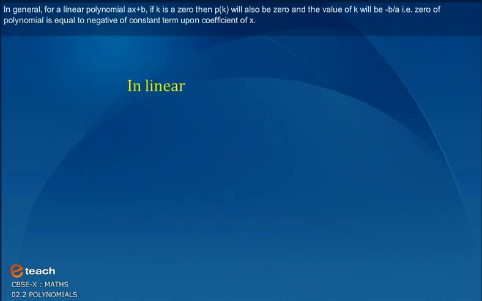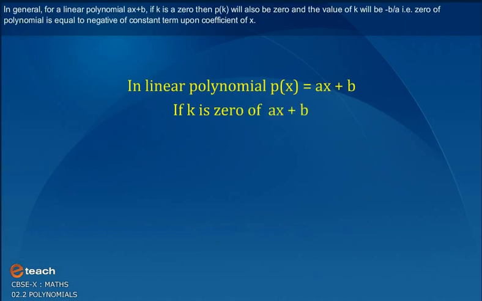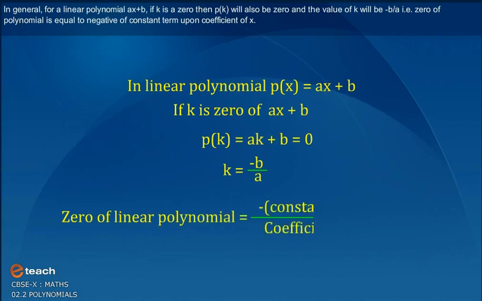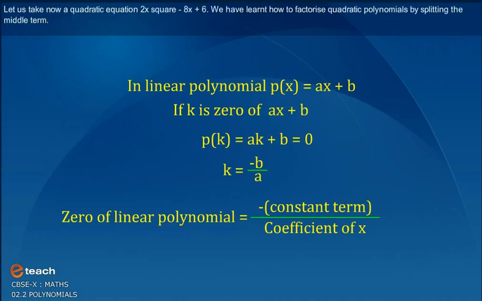In general, for a linear polynomial ax plus b, if k is a zero, then P of k will also be 0 and the value of k will be minus b upon a. That is, zero of the polynomial is equal to negative of constant term upon coefficient of x.